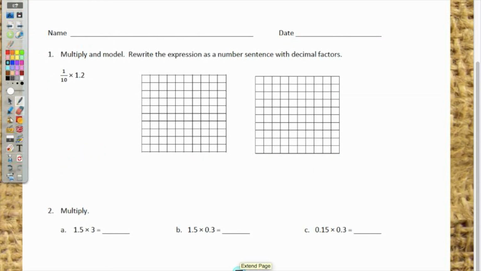Wait, so if we don't get it wrong, then we don't have homework? You were here yesterday, so you don't have homework anyway.